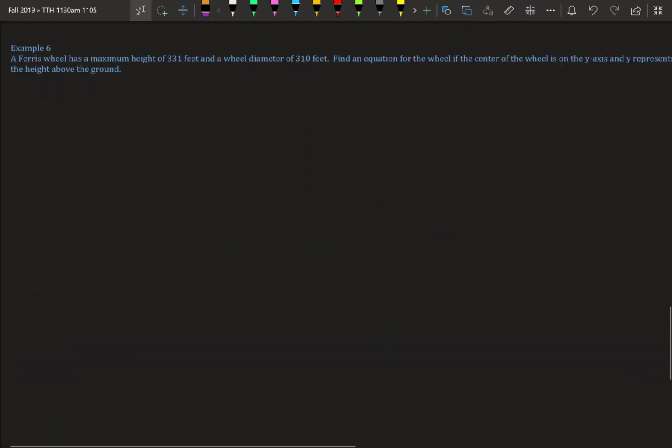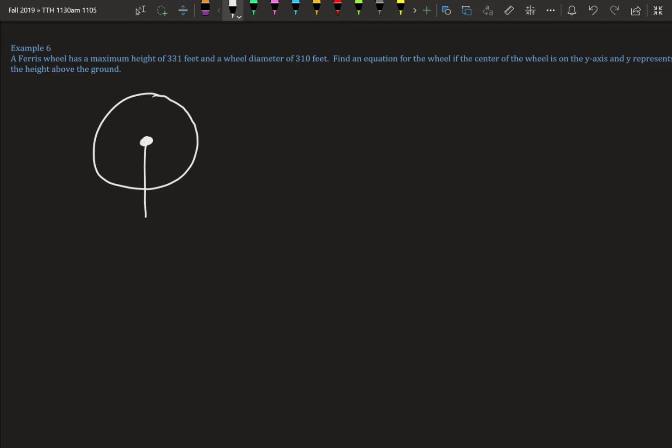Alrighty, so a Ferris wheel has a maximum height of 331 feet and a wheel diameter of 310 feet. Find an equation for the wheel if the center of the wheel is on the y-axis and y represents the height above the ground. So let's draw this. So a Ferris wheel is a circle, and like that little thing in the middle is what holds it all together. And here's the ground. So this is our Ferris wheel.